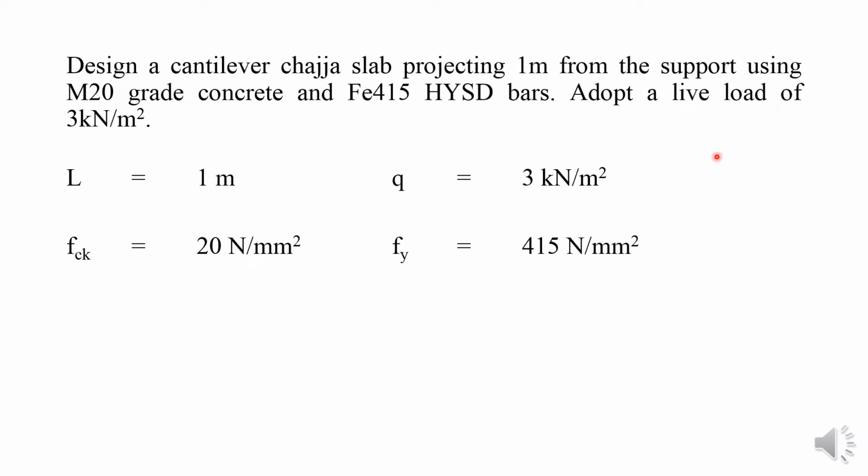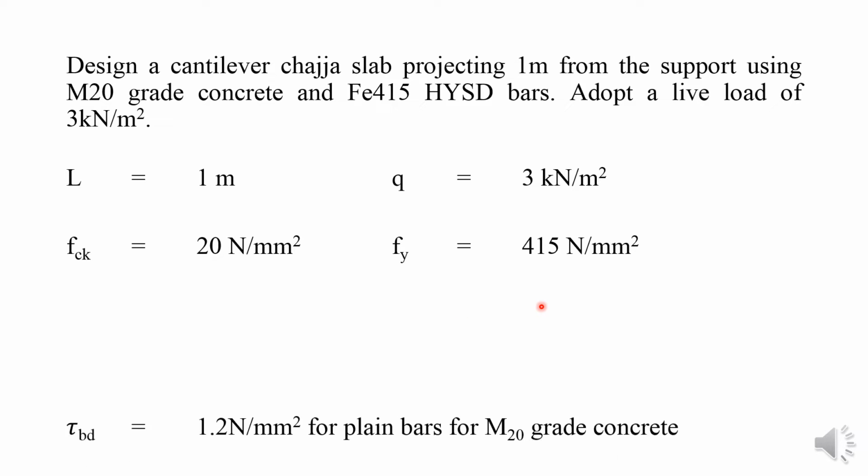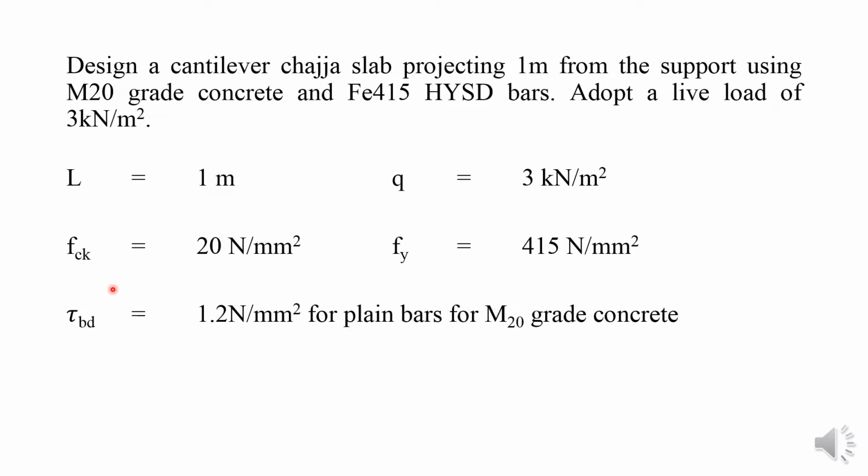Then the characteristic compressive strength of concrete is given as 20 Newton per mm square and the yield strength of steel is given as 415 Newton per mm square. Based on that we have to find out the tau BD value. So the tau BD value is 1.2 Newton per mm square for plain bars, M20 grade concrete.